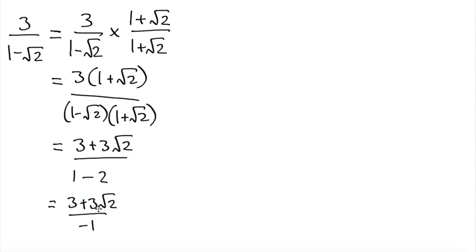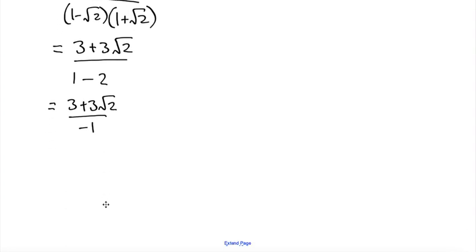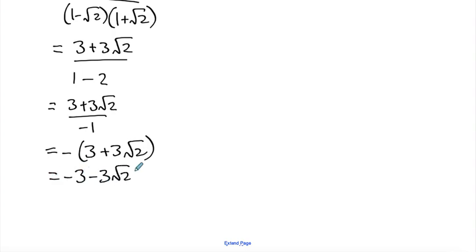Now I can keep it like this, but it's not exactly as clean as I need it to be. So I'm going to rewrite this as negative, and then if I want, I can write it like this, 3 plus 3 root 2, which essentially is just negative 3 minus 3 root 2. There's going to be reasons why, in more examples, we might want to keep the negative sign out front, and there are going to be reasons why we want to take out that negative sign as well and multiply it through.